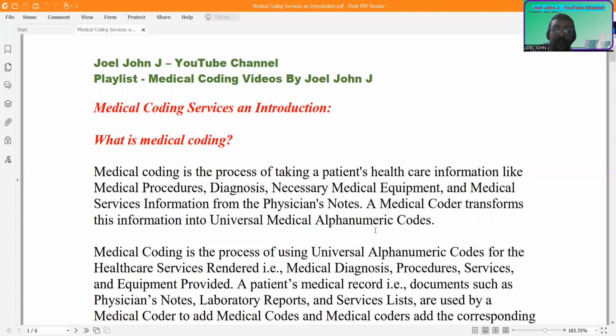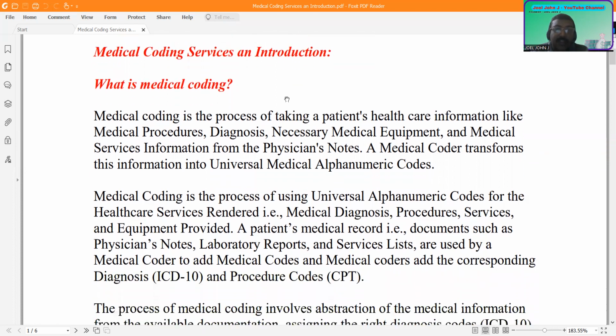Now we are going to get into this video. Medical coding services. This is going to be an introduction. What is medical coding? The first thing we have to understand: medical coding is the process of taking a patient's healthcare information, like medical procedures, diagnosis, necessary medical equipment, and medical service information, from the physician notes. A medical coder transforms this information into universal medical alphanumeric codes.